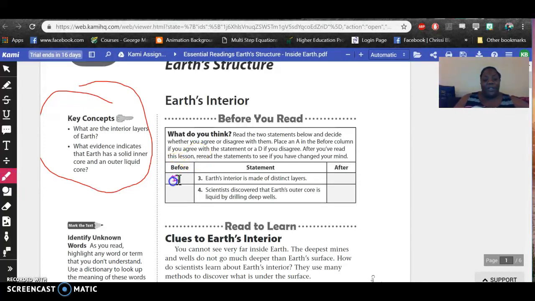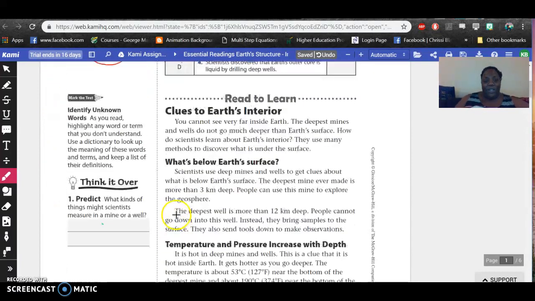So I'm going to put, oh look, it gives you a little thing where you can write in it. Okay, well, there we go. I'll put a D. All right, so now we will read.